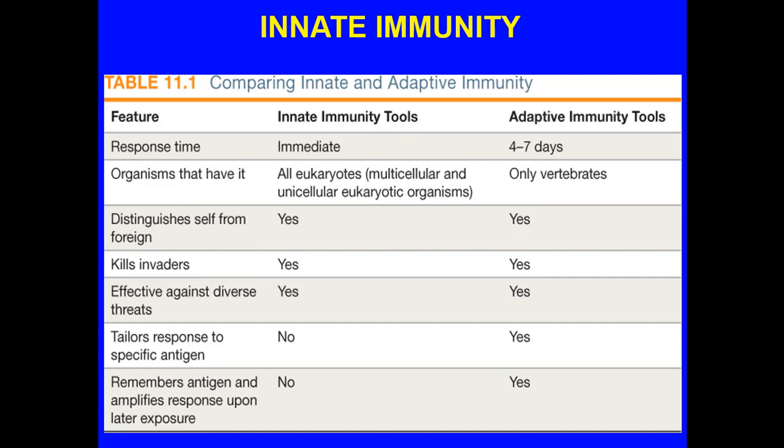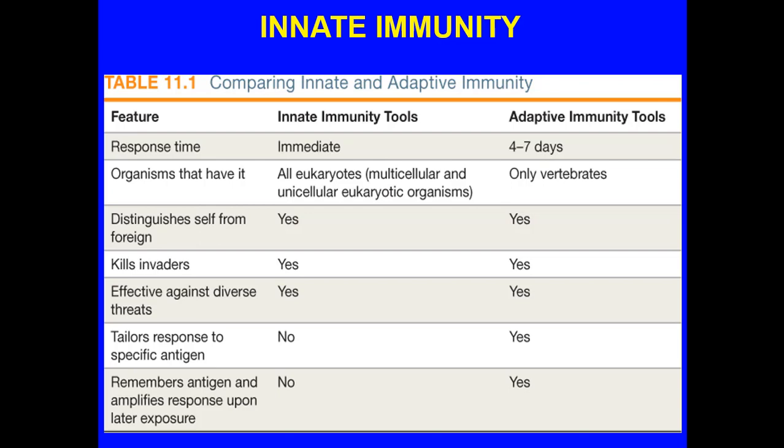This is a nice little table. I like it because it gives you a clear representation of the differences and similarities, okay, between innate and adaptive immunity. Notice again I mentioned the response time. Innate immunity tools are immediate in response. Adaptive take 4 to 7 days to get moving. As for organisms that have it, innate is present in all eukaryotes. Adaptive is only found in vertebrates.